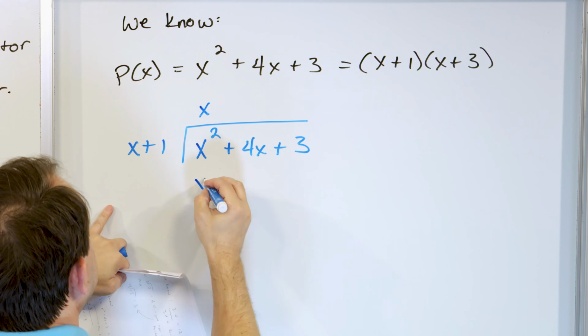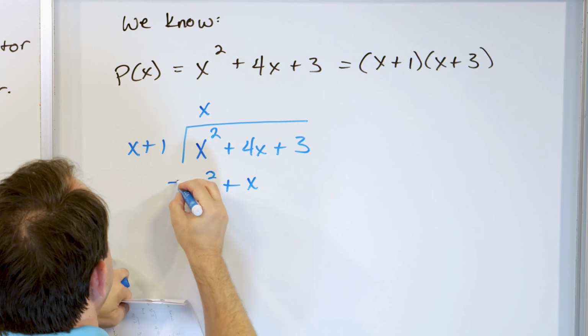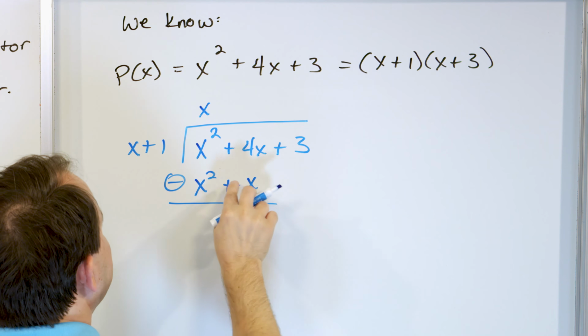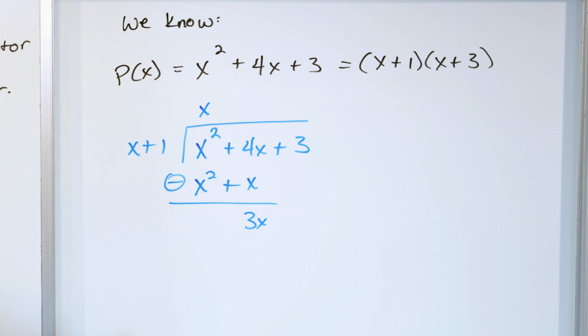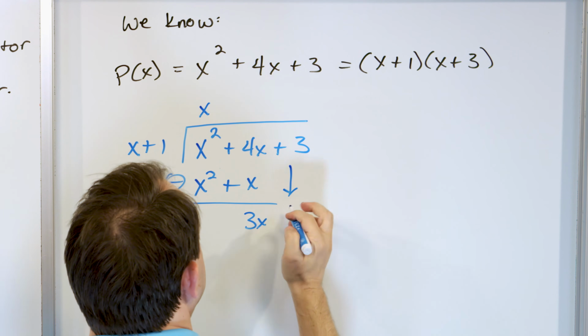Do the multiplication. I'm going to get an x squared plus x. I do a subtraction like this. 4 minus 1x is going to give me 3x. And then I drop my new number down, which is 3. Whoops, make it a plus 3.